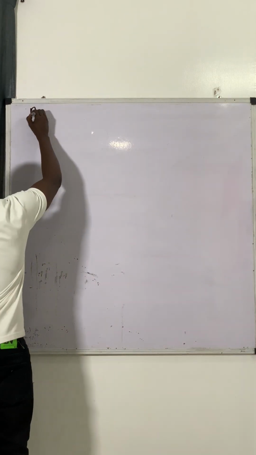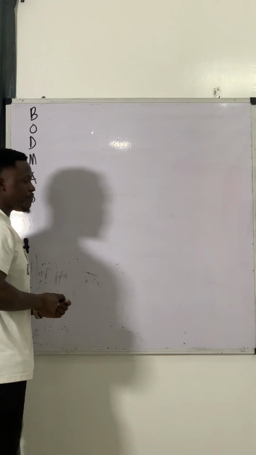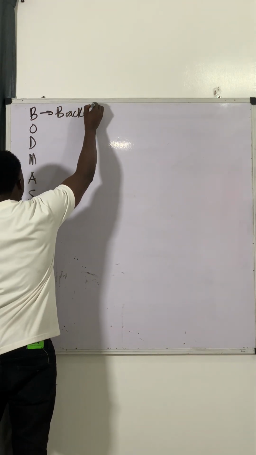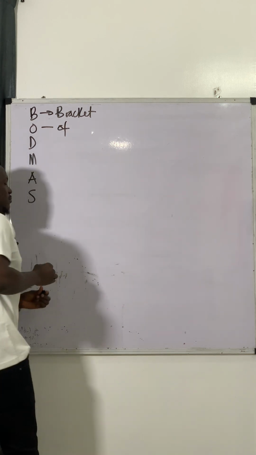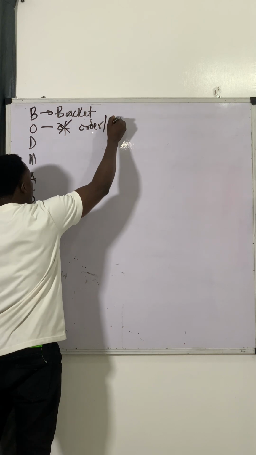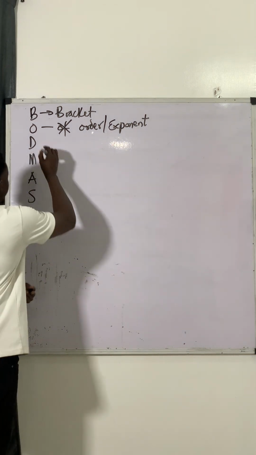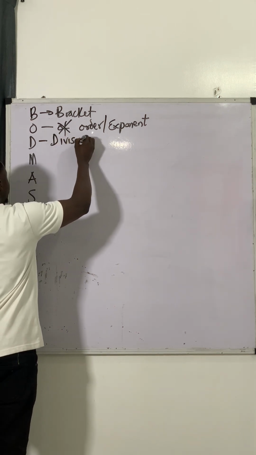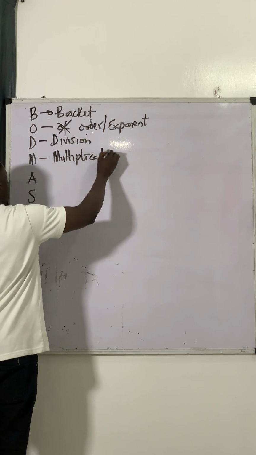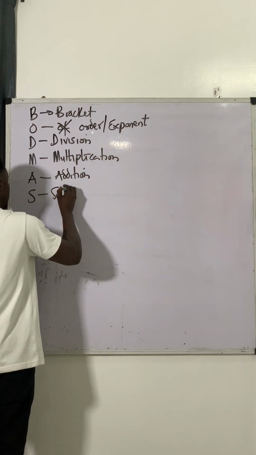Now, BODMAS. We were told that this stands for brackets, of, but this is not "of." This is order, or exponential. Now, this is division. This is multiplication. This is addition. And this is subtraction.